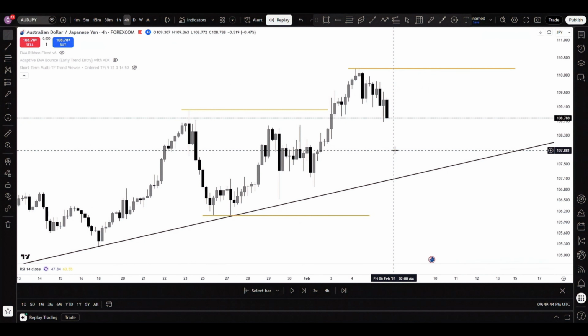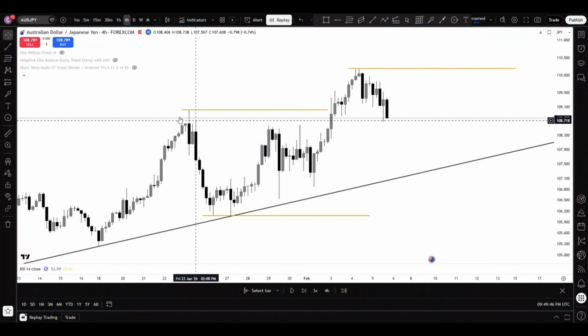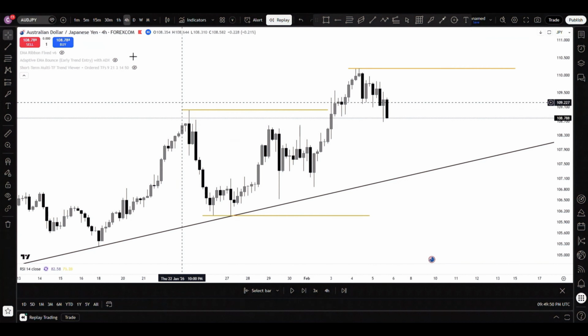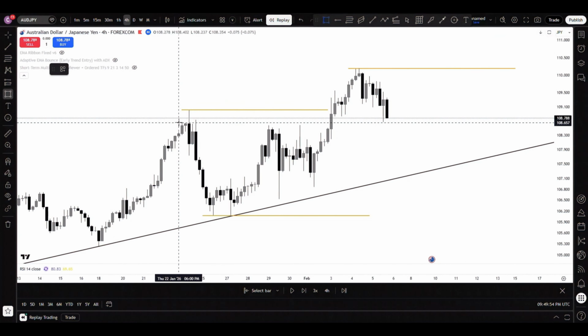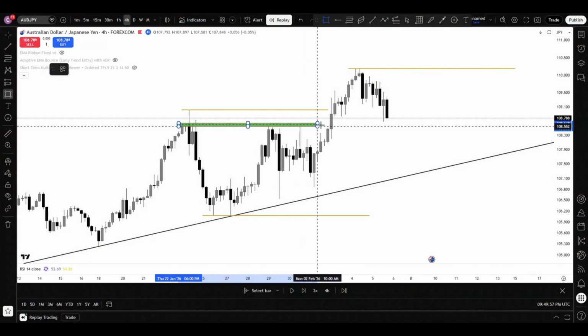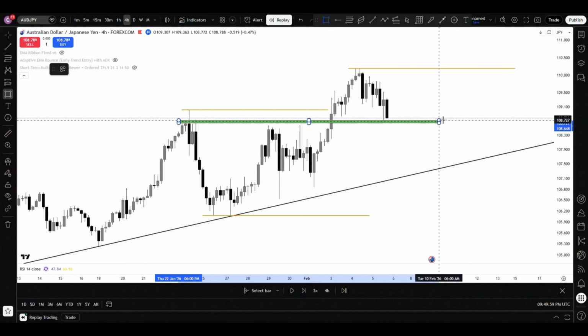Using the information we have on the screen on the 4-hour time frame, we can see that over here was once resistance. So we're going to take this and draw a zone and stretch it across the charts.